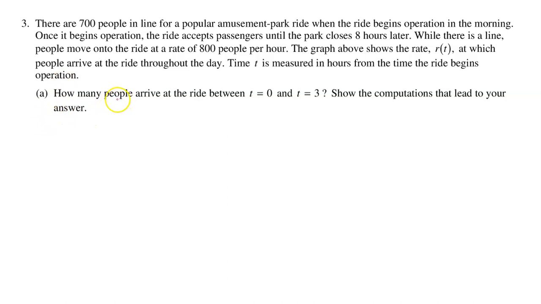Part A. How many people arrive at the ride between t equals 0 and t equals 3? Show the computations that lead to your answer.